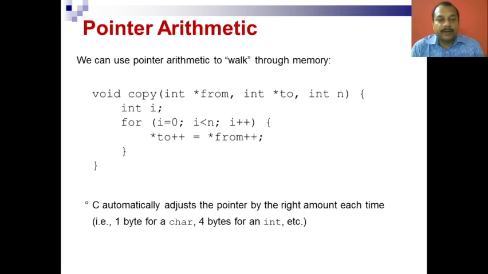Now another important and interesting application of this pointer is we can walk through the array using the pointer. How? Here is a simple program. This program takes 3 arguments, int *from, int *to, int n. So this is a pointer, this is also a pointer. For the timing, please assume in the next lecture we will elaborate more on this one, passing array pointer to function. So this from and to is basically the array pointer. Okay, and n is the size.